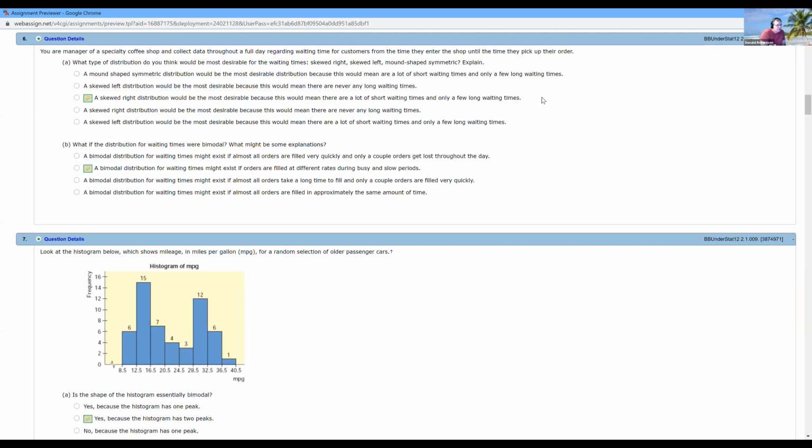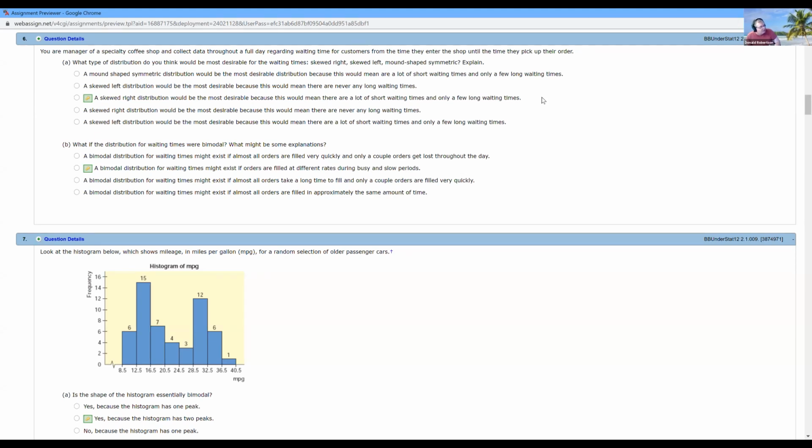Right, so if you collected, how long did you wait? 10 minutes. How long did you wait? 2 minutes. How long did you wait? 29 minutes, right? If you collected that data and you wanted to treat your customers the best way you could, the skewed right distribution should be the most desirable, because that would mean there's a lot of short waiting times and only a few long waiting times.